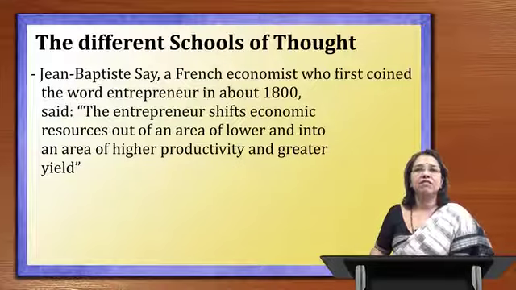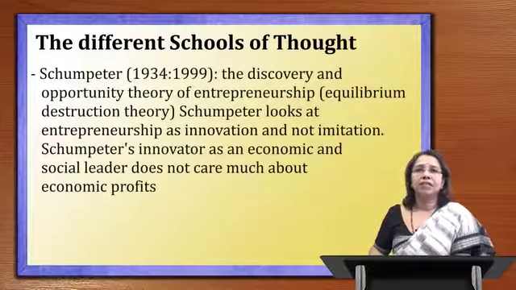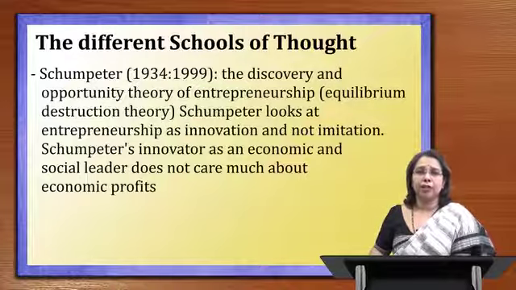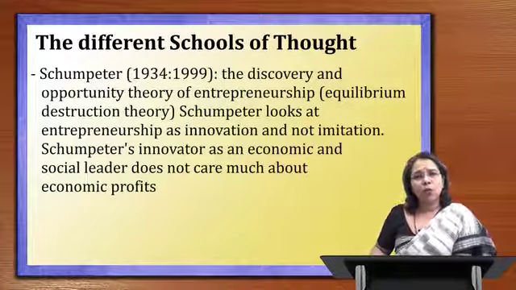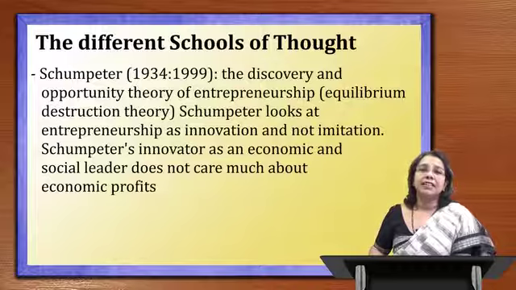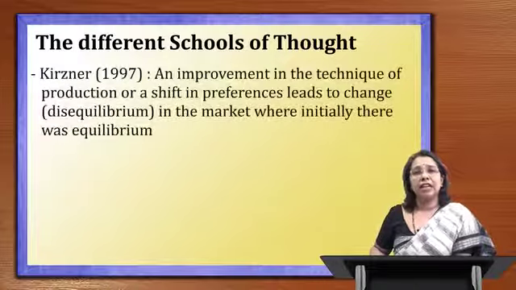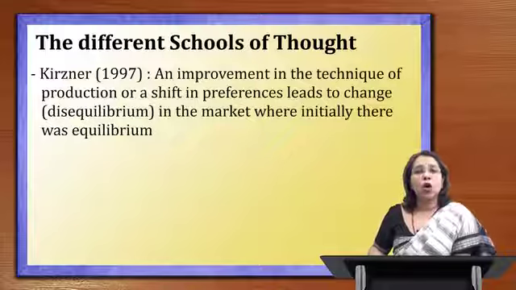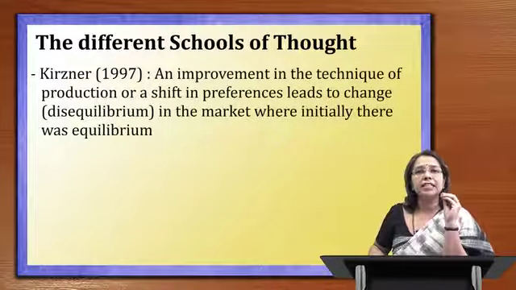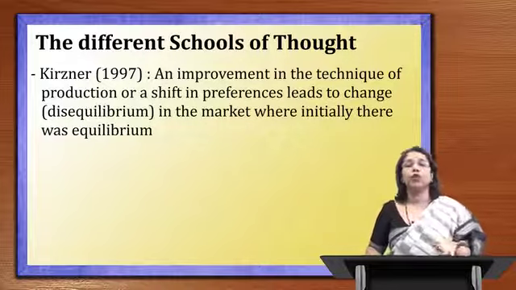Cantillon's theory of 1755 talks about the entrepreneur as a risk taker. Schumpeter, 1934, which was further enhanced and enriched much later, says that the entrepreneur is one who has an innovative spirit, as they say, the animal instinct, the spirit of fire within an individual. Kirzner, on a much later date, introduced the technique of production or a shift in preferences by creating a disequilibrium in the market when initially there was equilibrium. So Kirzner says an entrepreneur has access to information that can create a disequilibrium in the market.